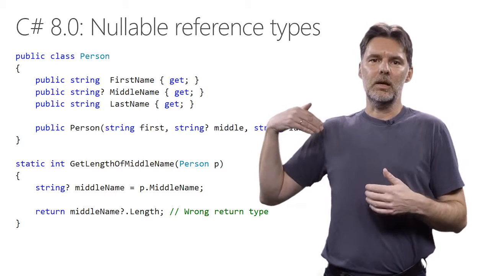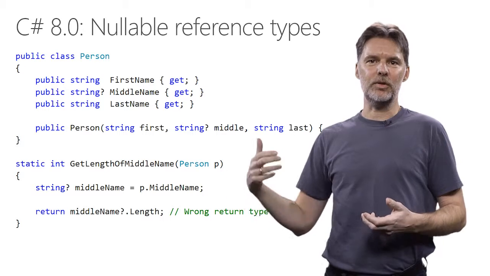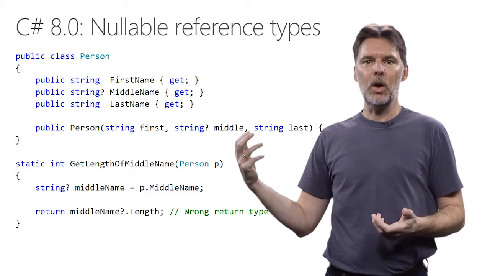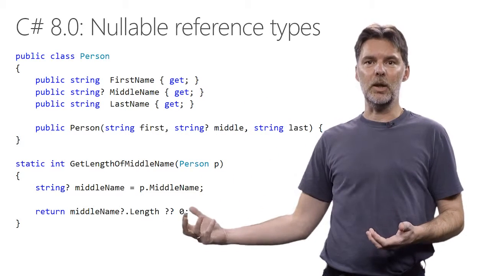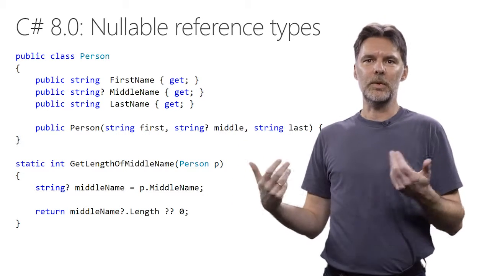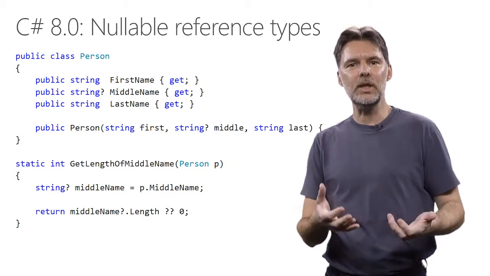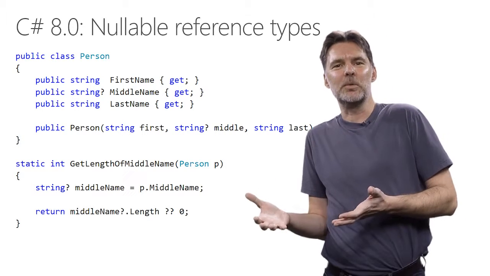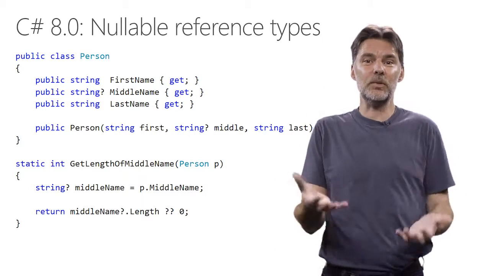Either by changing the return type of the method and then fixing up the caller, or we can use the null propagating operator question question and just return a 0 when the middle name happened to be null. So you see, the feature finds your problem and then leaves you free to fix it in whichever way you prefer.